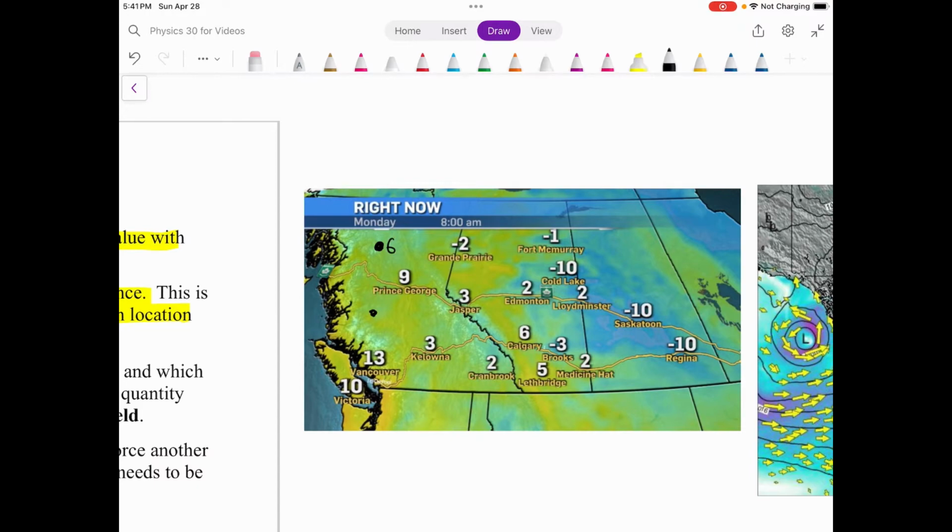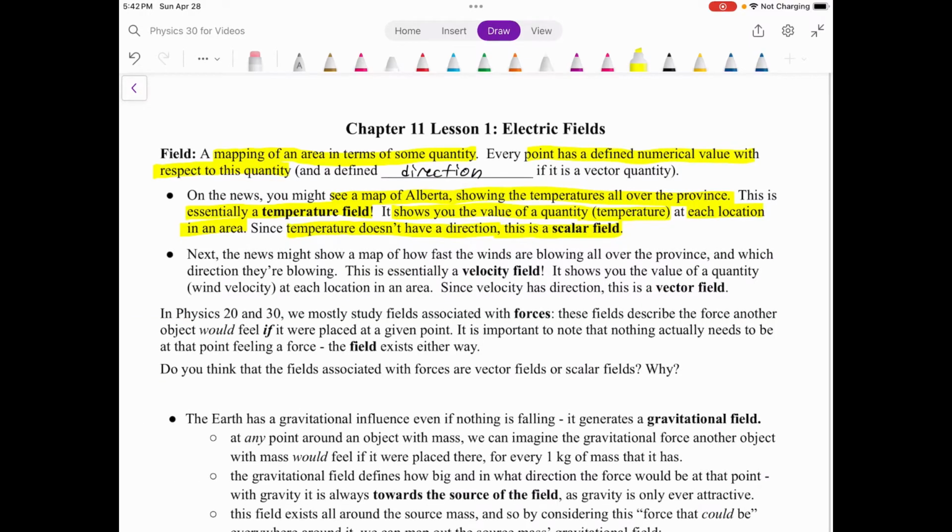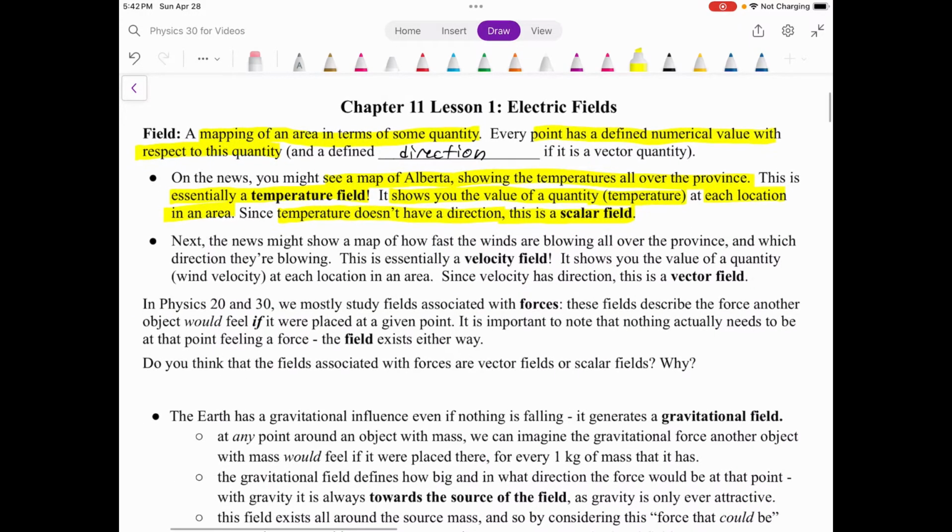And if we have access to the measurements and the data that we need, we could just think about what every point in space would be like with respect to this quantity. In this example, temperature. Now, if you keep watching, the next thing the news might show is a map of how fast the winds are blowing all over the province, right? And which direction they're blowing.